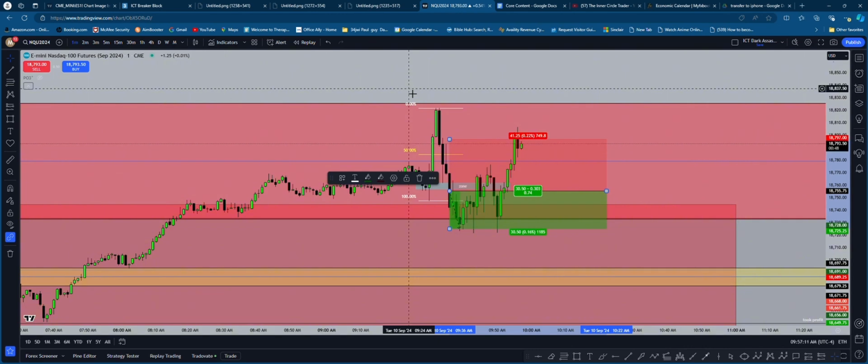So that was the trade that I took today. I may take another trade, but honestly, I'm most likely going to be done. But if I do take another trade, I will record it and everything.